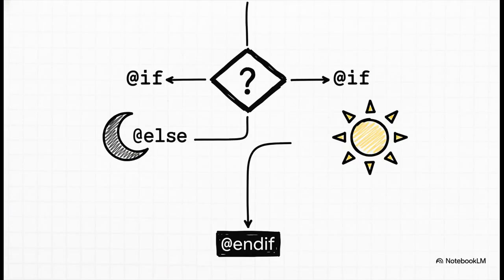Let's take a classic example, if statements. In Blade, you've got @if, @elseif, and @else. They work exactly like you'd expect them to in PHP. The only real difference is the super clean syntax and the fact that you always have to close your block with @endif. Honestly, that's a good thing. It forces your code to be well-structured.